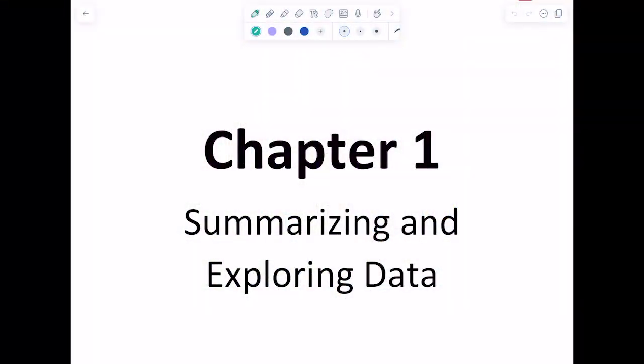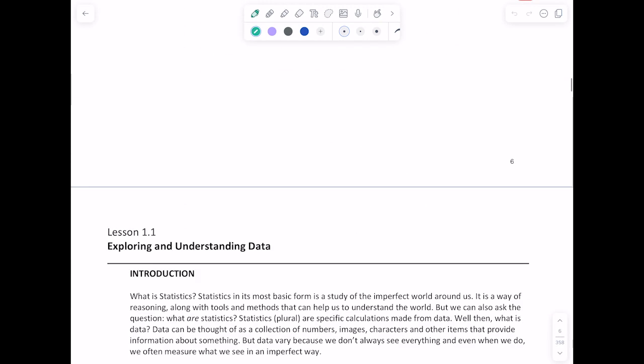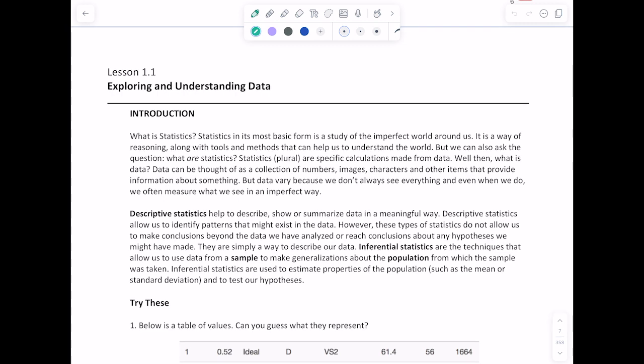Hi everyone, let's begin with chapter 1, which is summarizing and exploring data. In this lesson, we're going to look at exploring and understanding data.